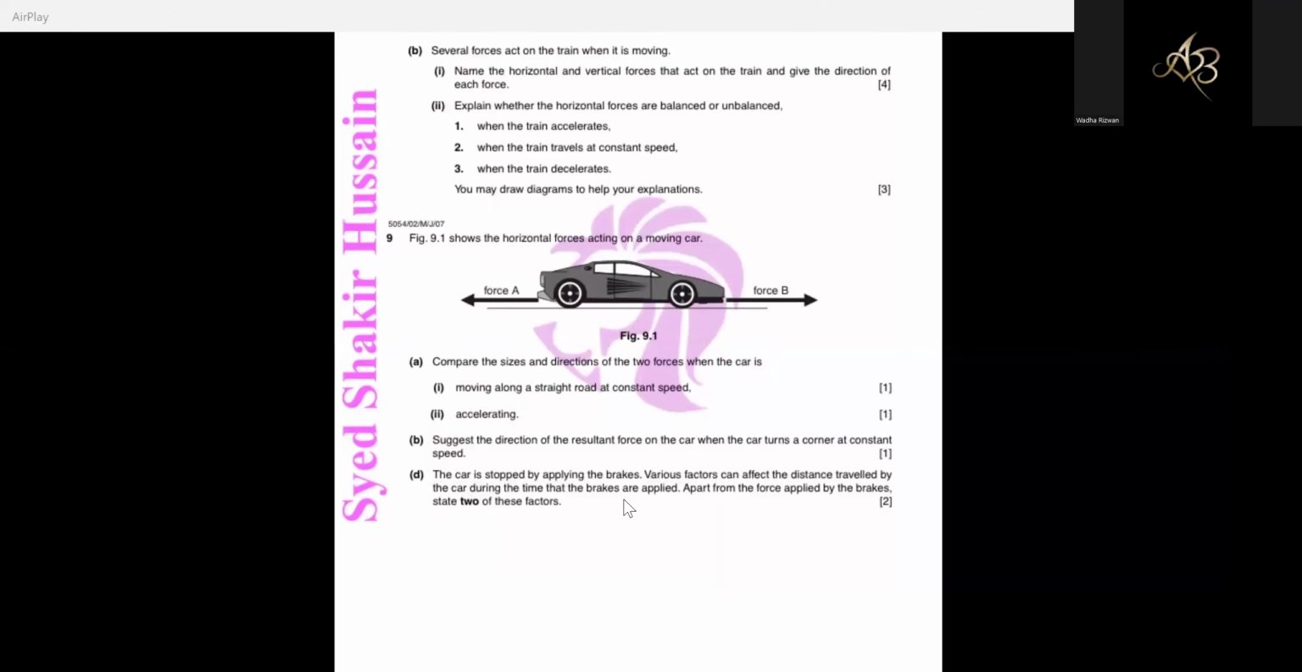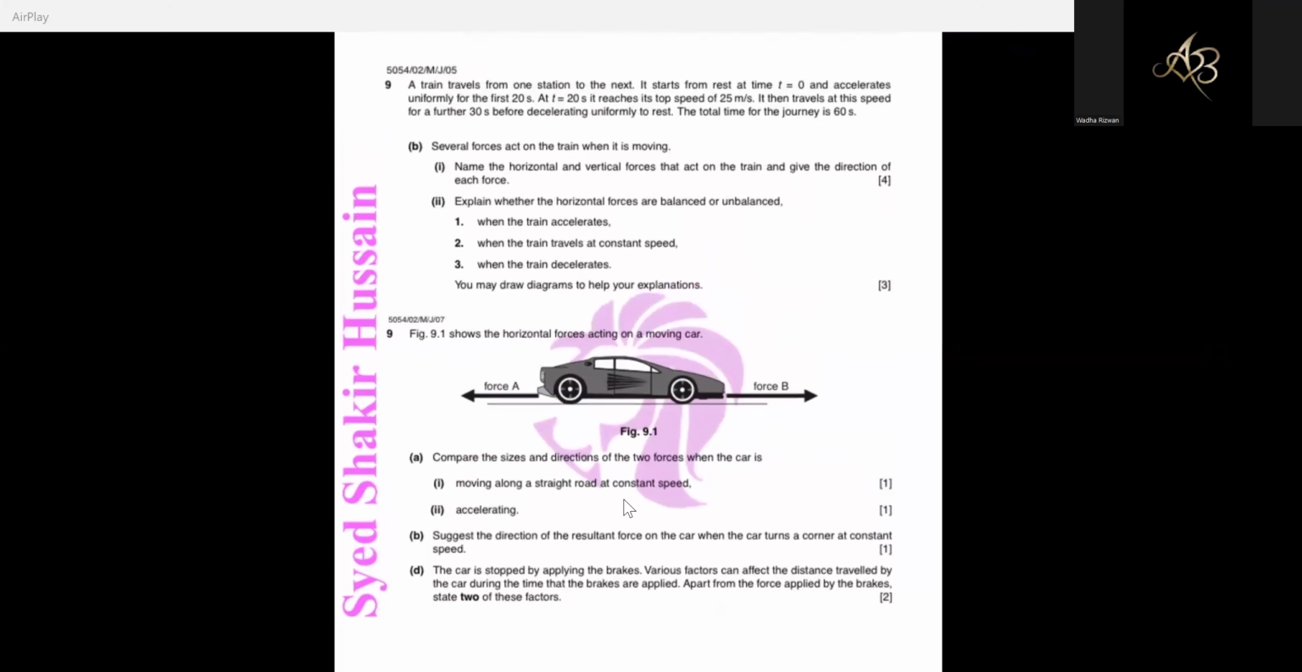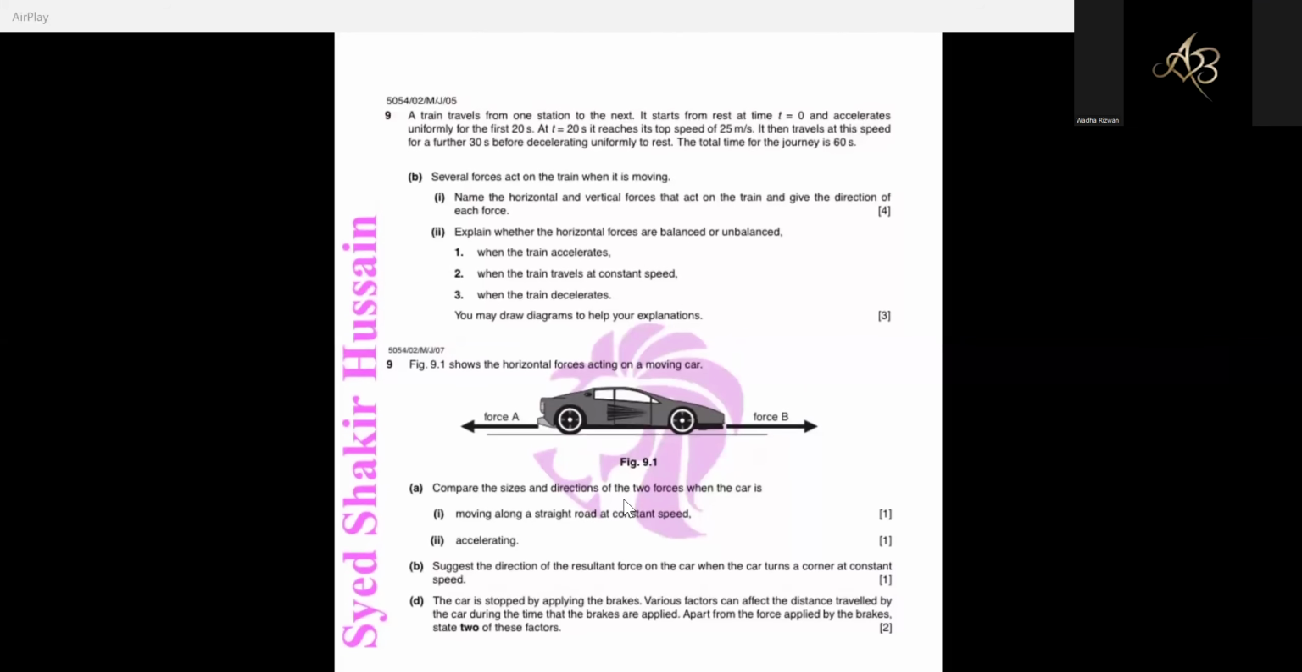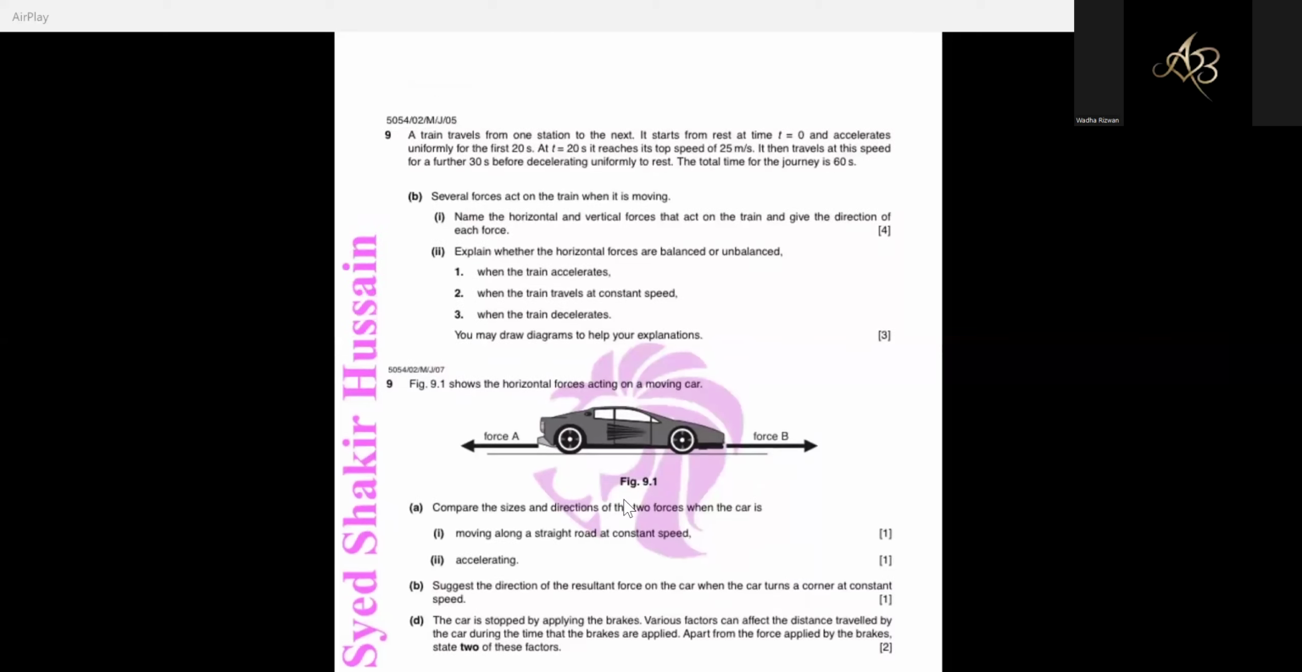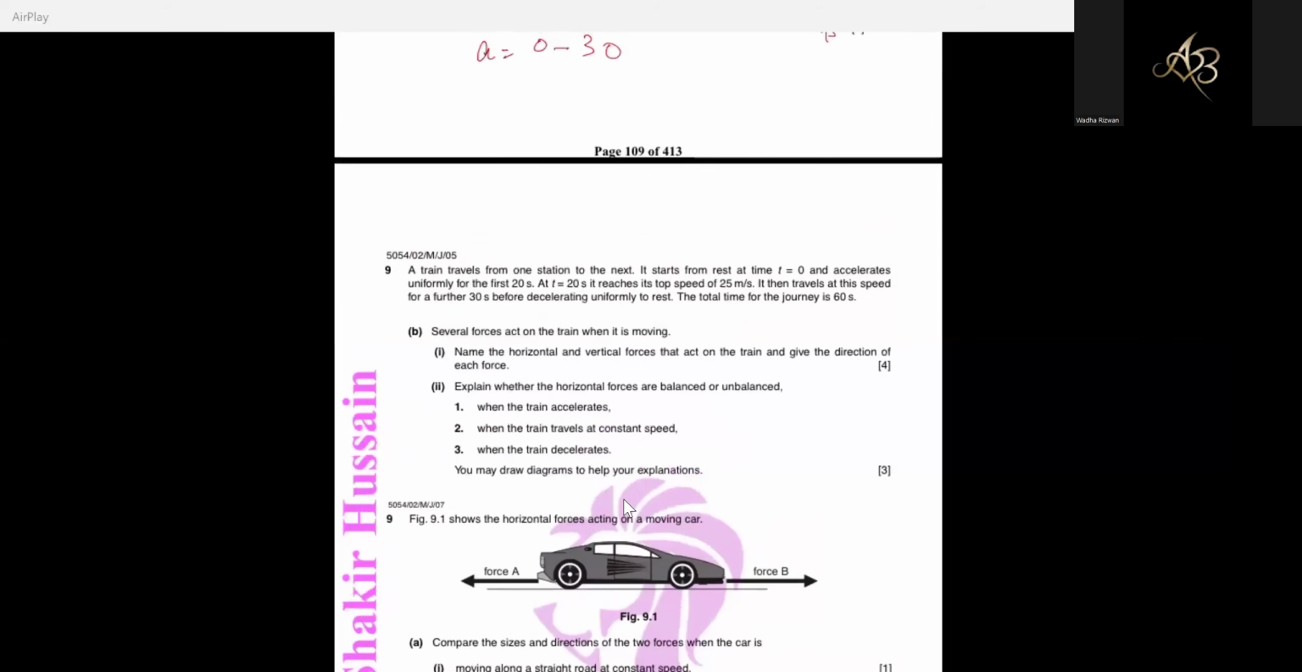Which one? Name the horizontal and the vertical forces that act on the train and give the direction of each force. So let's say this is the train. A train travels from one station to the next. It starts from rest at t is equals to 0, accelerates for the first 20 seconds. So, name the horizontal and vertical forces.